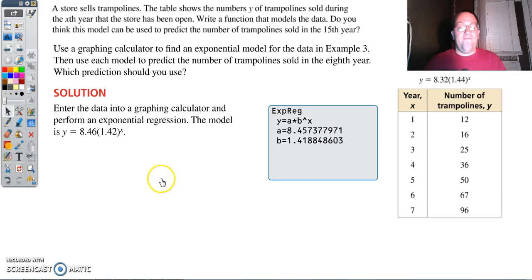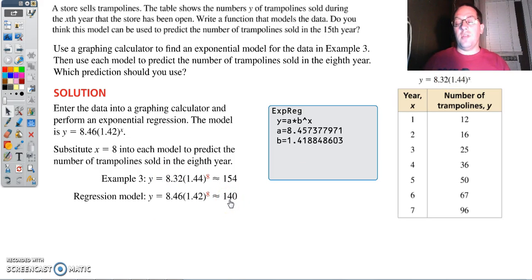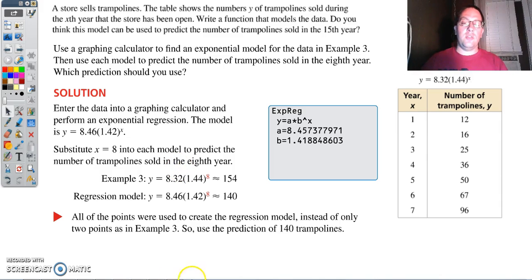Which one's better? I don't know. Well, let's just plug in the next year. Plug in X equals 8. So we have 154 according to our equation that we calculated a minute ago. We have approximately 140 according to the equation the calculator comes up with. Which one's better? Well, the calculator one is better. Ours just used 2 points. The calculator used all 7 points. So it was a more exact answer.